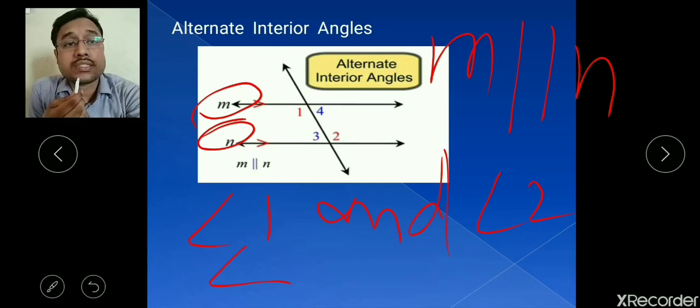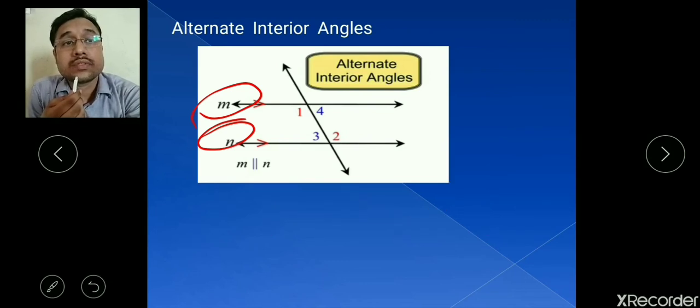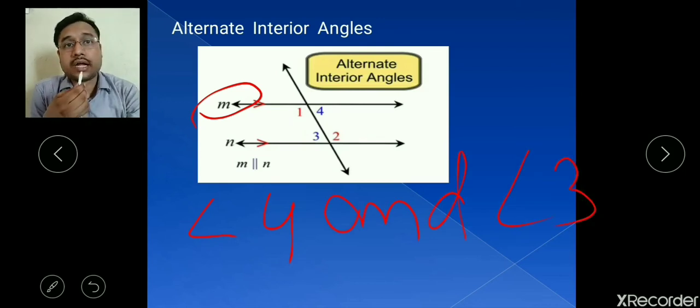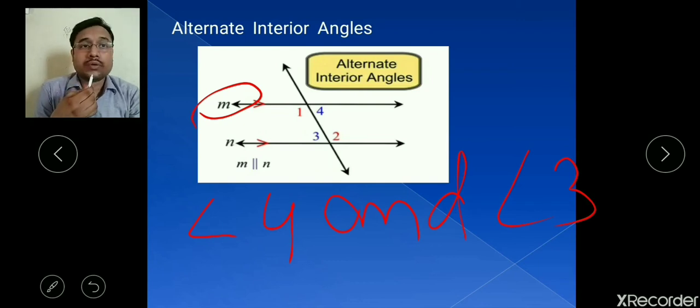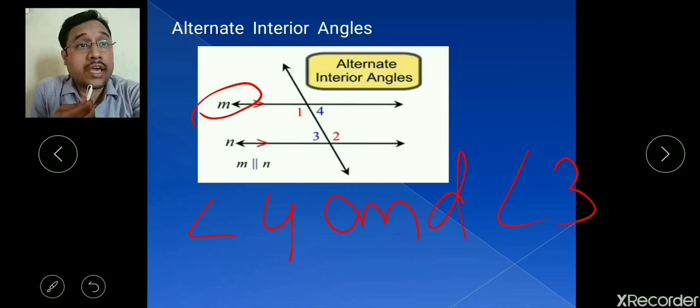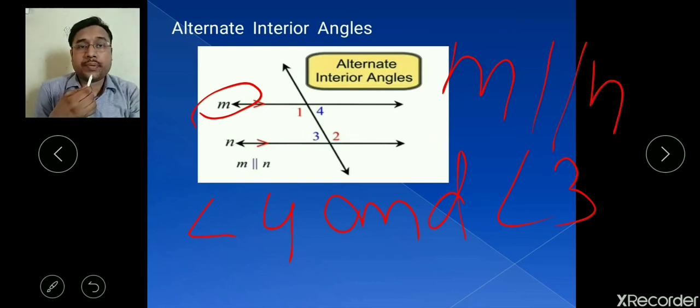Same way you can say that angle 4 and angle 3 are alternate interior angles and they are equal also, because both are on the opposite side of the transversal and they are lying on the inner side of the given two lines M and N, which are intersected by the transversal. So 4 and 3 are equal when M is parallel to N. The alternate interior pair of angles are equal.